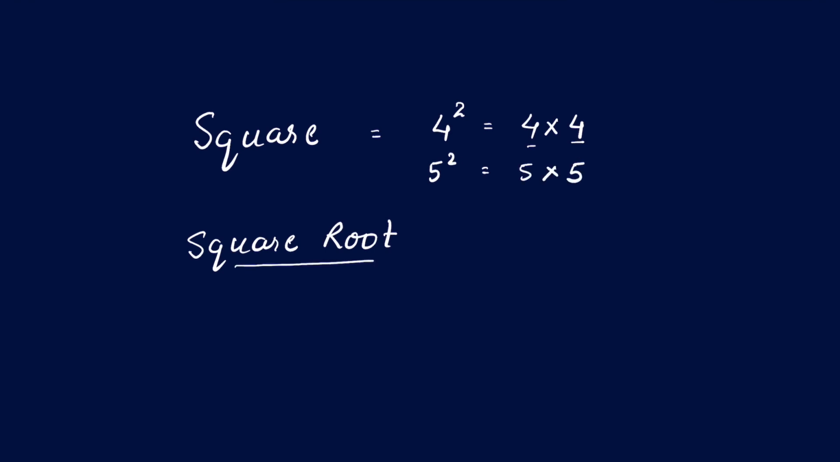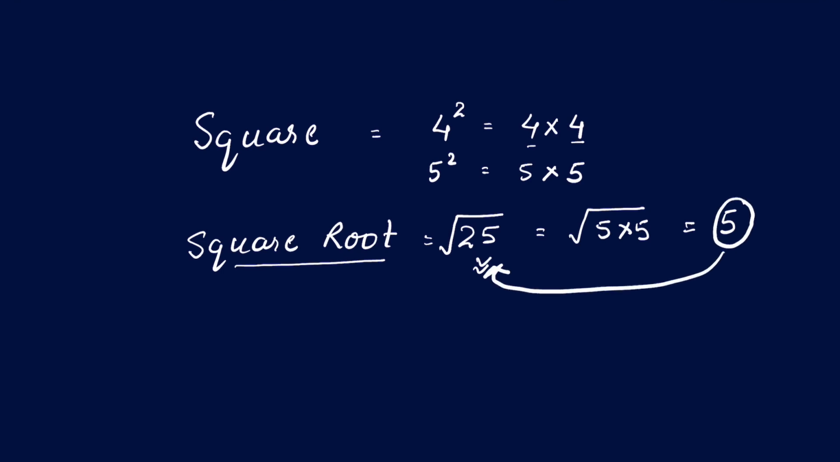Square root is the opposite of square. If you have to find the square root of 25, we find a number which when multiplied by itself will give you 25. We know 5 multiplied by 5 gives you 25. So, the square root of 25 will be 5.